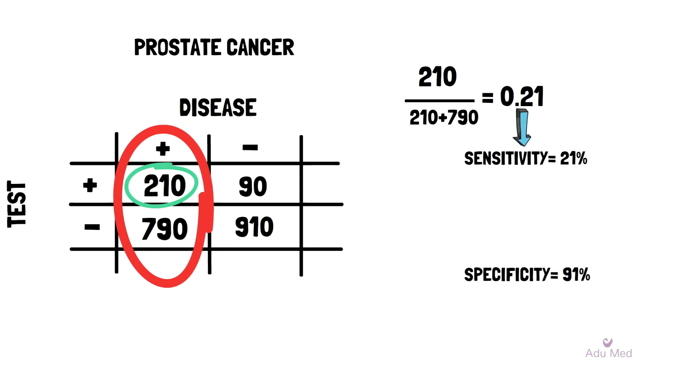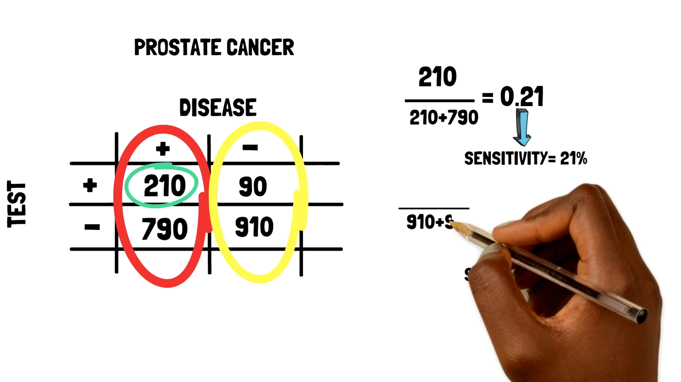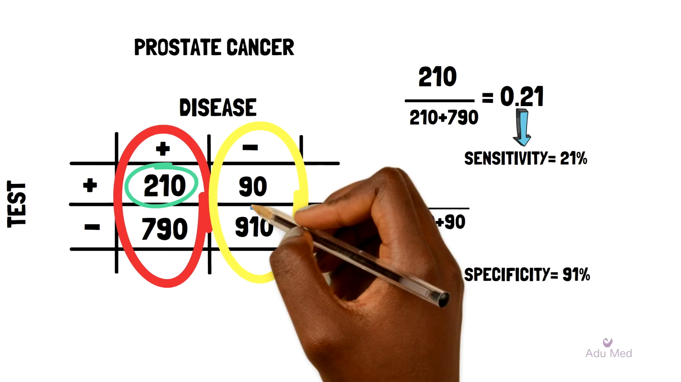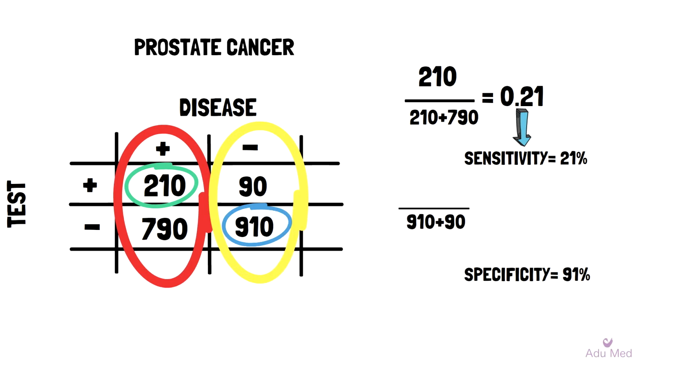When looking at specificity, we think of it in terms of the population of individuals who are actually disease-free. So these are those circled in yellow. And we want to know what proportion of these people test negative. So those are the people circled in blue. These are our true negatives. So this will give us a specificity of 91%.